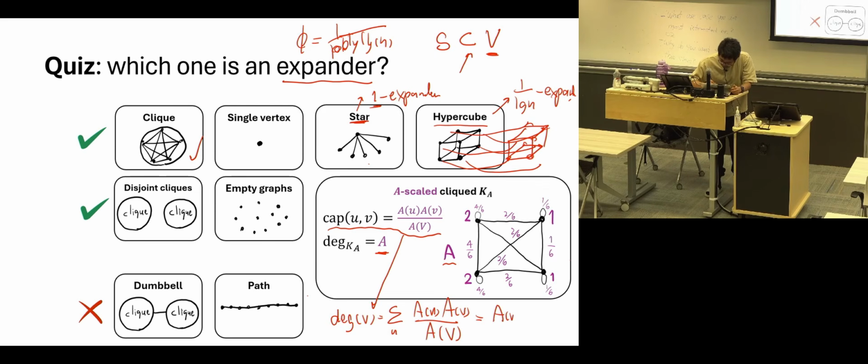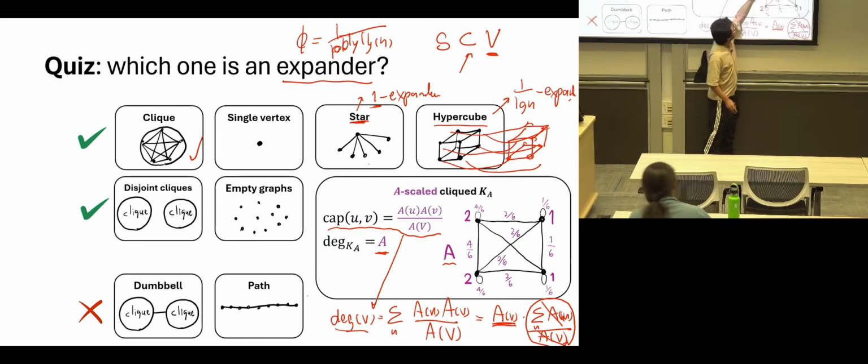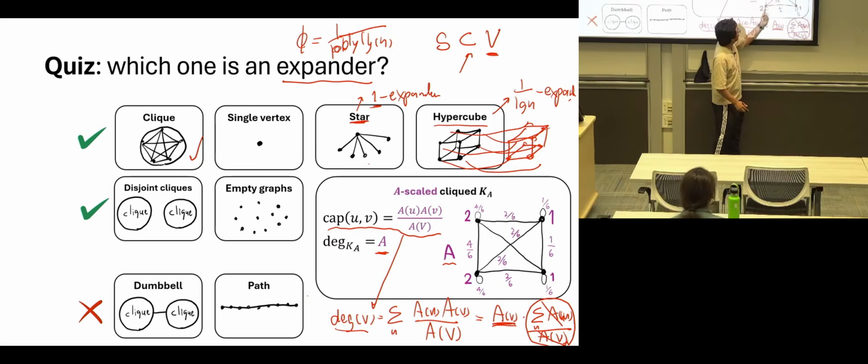But this is just A_V times the sum of A_U over all U in V, which cancels with the A of everything. So this is just A_V. So the degree of every node V is just A_V. In a picture, as an example, if I set 2, 2, 1, 1 here, then the capacity of this edge is this thing multiplied together over 6, and there is a self loop here too. 2 times 2 over 6, 2 times 1 over 6, 2 times 2 over 6 here.